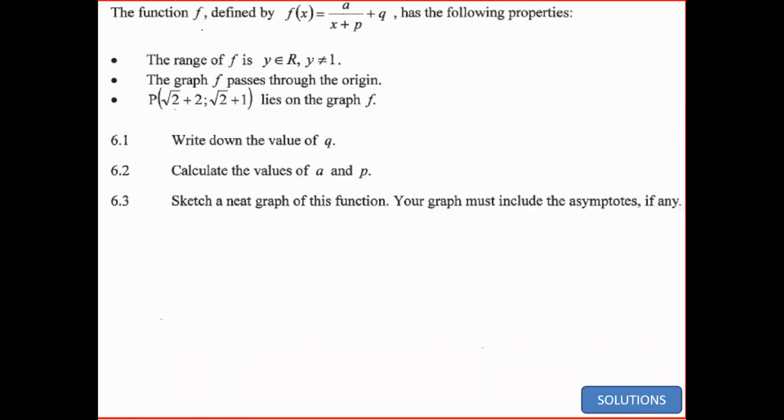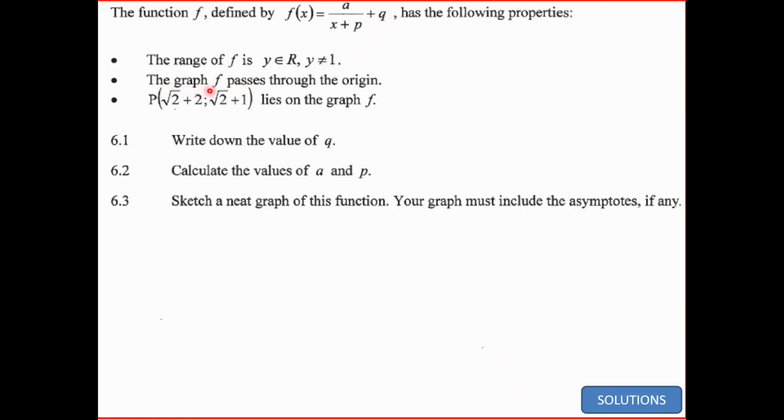So let's read. The function f defined by a over x plus p plus q has the following properties. The range of f is, y is an element of R, y not equal to 1. So what is this telling us? Which letter does this represent? Q, sir. Q, thank you. So we know the q value is 1.